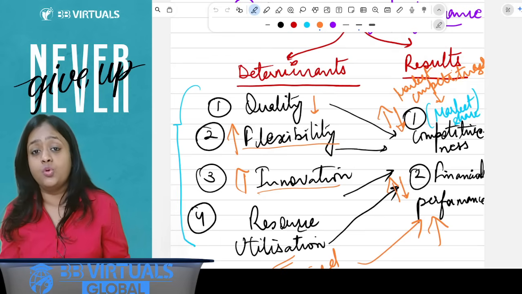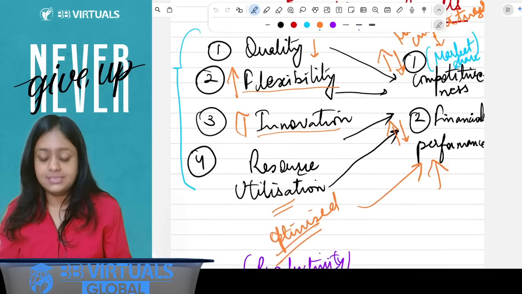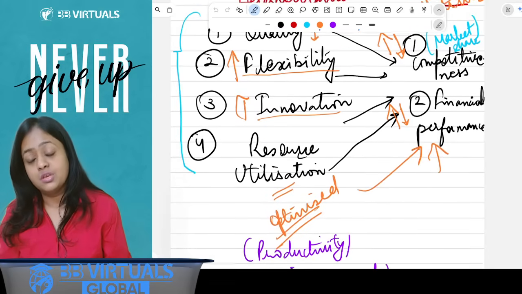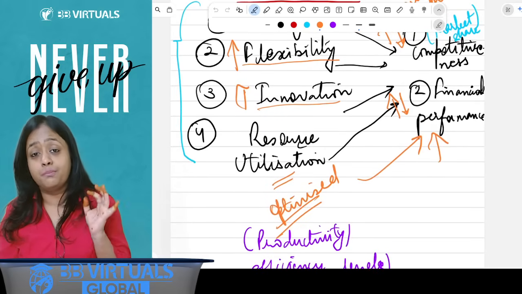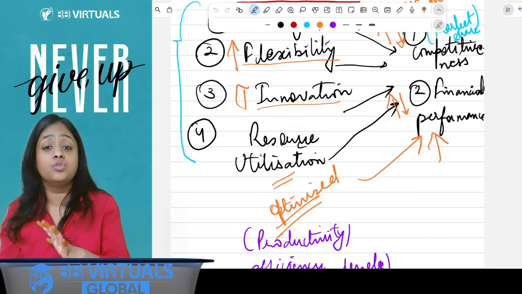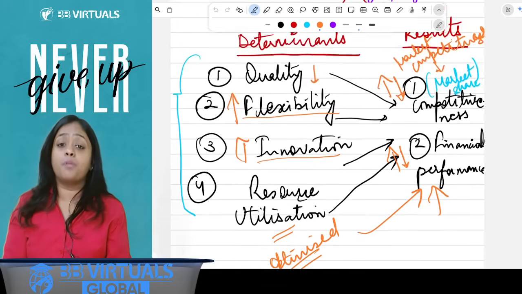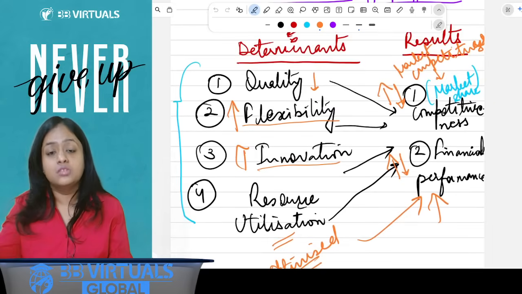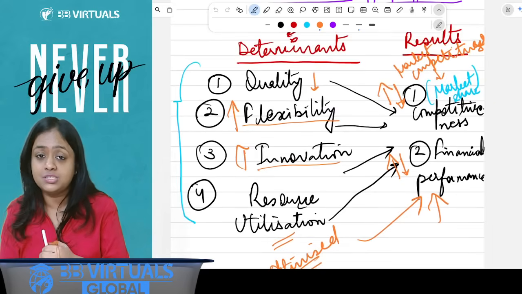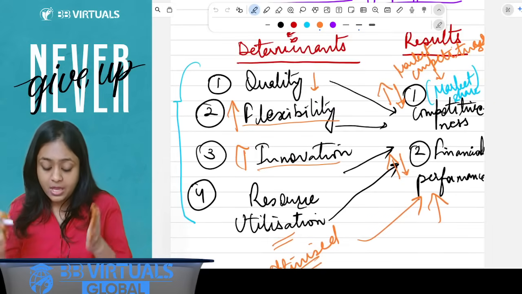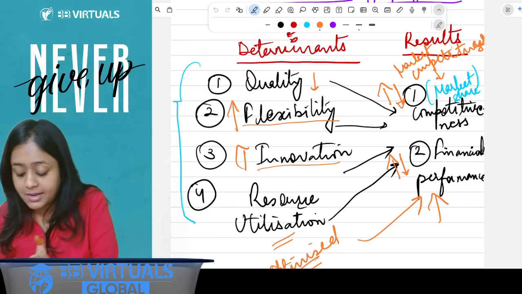New ideas, new innovations. Resource utilization is optimization of resources. Utilizing the resource in the best possible way so that we have no wastage or very, very low wastage. So it typically talks about your productivity or efficiency levels. The higher the productivity, lower is the wastage, more is the efficiency. Now these are the four determinants we relate to the results.